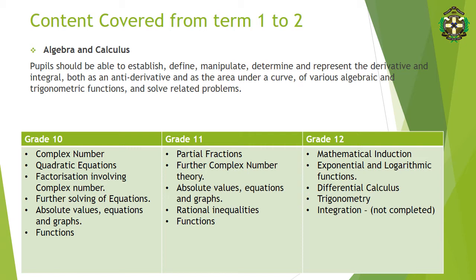So when you see a topic which says complex numbers in grade 10, and you also see complex numbers in grade 11, you can see we say further complex numbers. It means we are extending on what we have started in grade 10 and so forth, and then we go on up until grade 12.